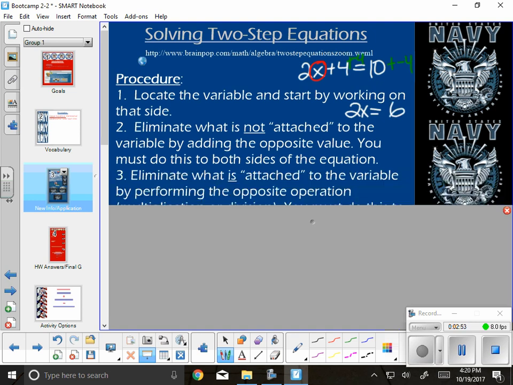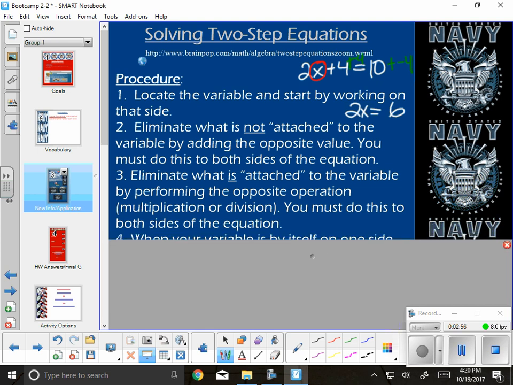From here, you're going to go on to step 3. Now you're going to eliminate what is attached to the variable by performing the opposite operation, which would be multiplication or division, which we did in level 1. You must do this on both sides of the equation, no matter what. What you do to one side, you always are going to do to the other. So to get rid of that 2, which is attached to the x, you're going to divide by 2, and you're going to do that on both sides. So now you're going to come up with x equals 6 divided by 2, which is 3.